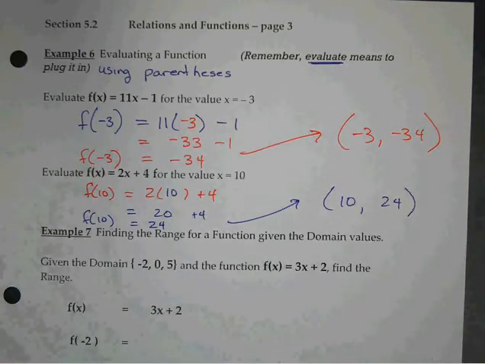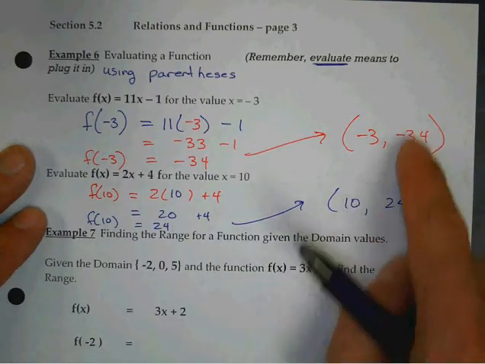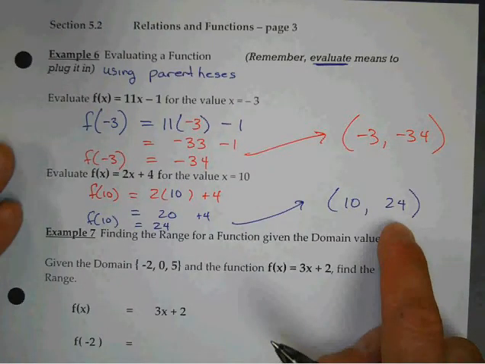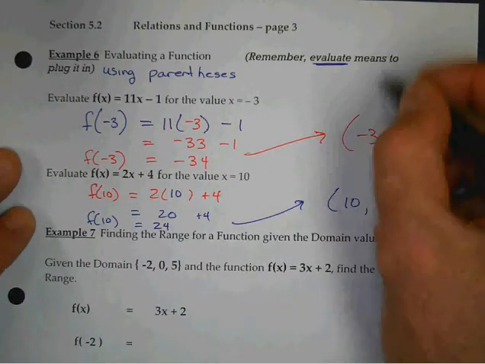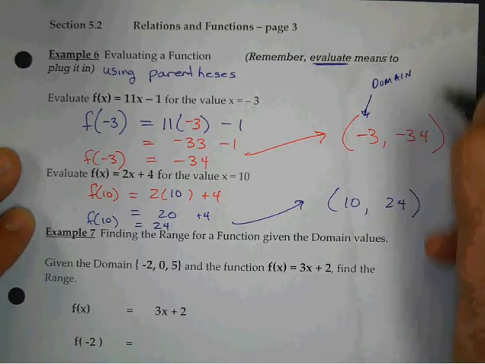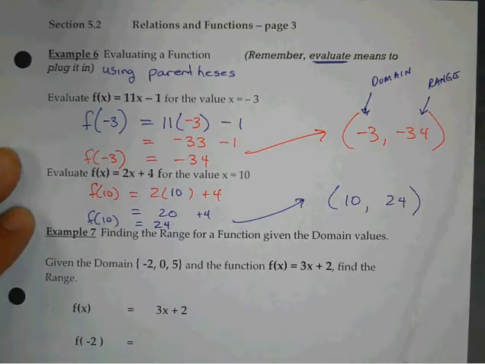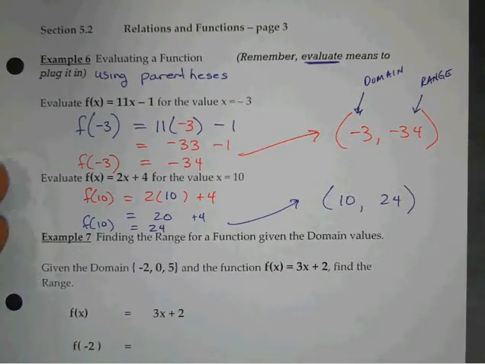Once again, just a little review. The numbers we're plugging in are called the domain. The numbers we're getting out are called the range. Just a little review there. So if you want to put a little reminder to yourself, the first number is called the domain. The second number is called the range. Make notes to yourself. That way you won't forget later. So we go to the bottom.